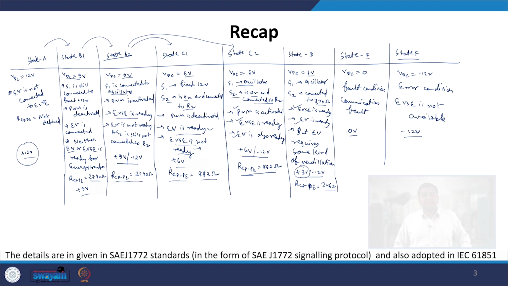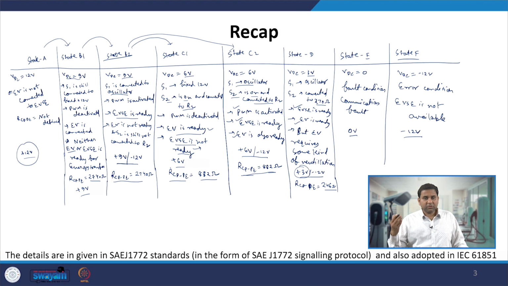Then in case there is some fault, could be a short circuit fault between CP and PE line, could be some communication fault, because of that the VDC voltage goes to 0, and since the VDC voltage goes to 0, the PWM will be 0, and that indicates that there is a fault, and the EVSE will stop operation, and also the EV will stop accepting the energy. Then there could be another possibility where VDC goes to minus 12 volt. This is again an error condition. It could also be possible that EVSE is not available, and at that point the voltage level is maintained at minus 12 volt.